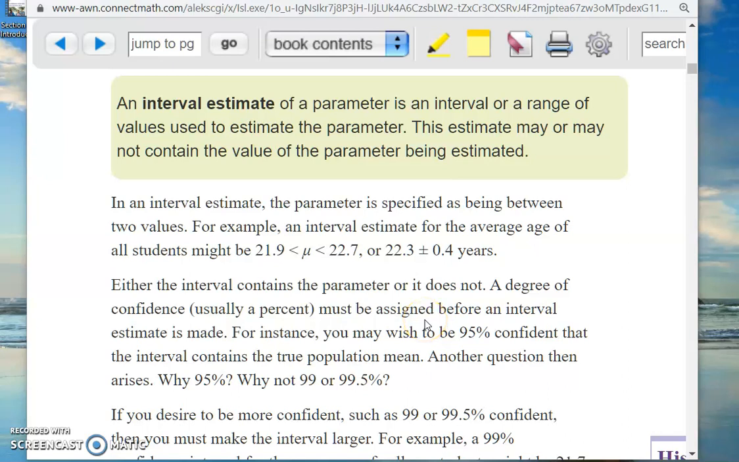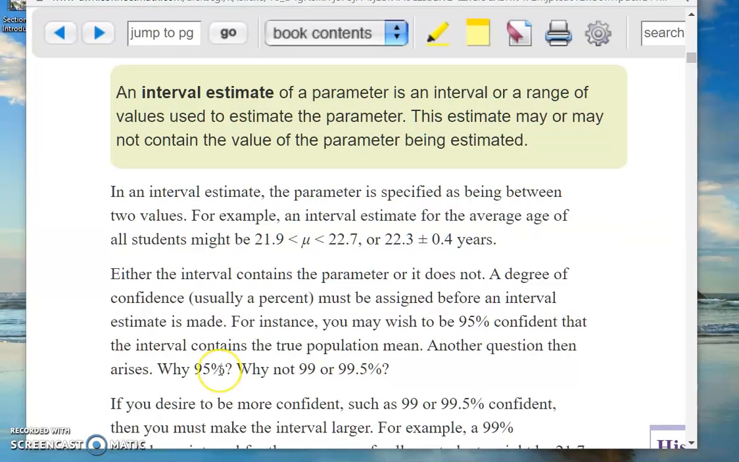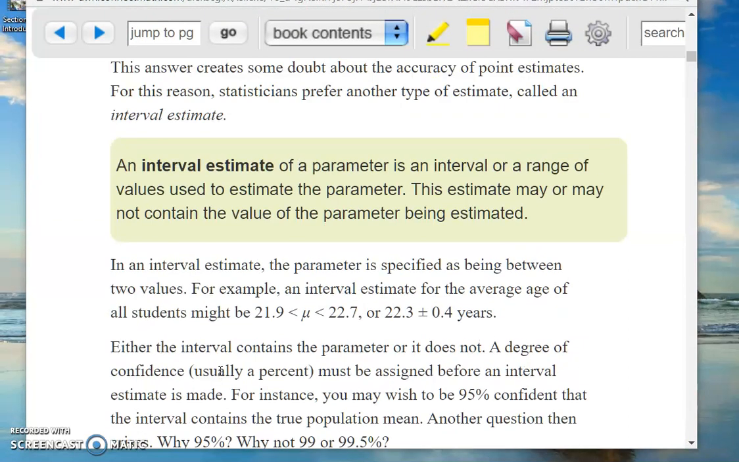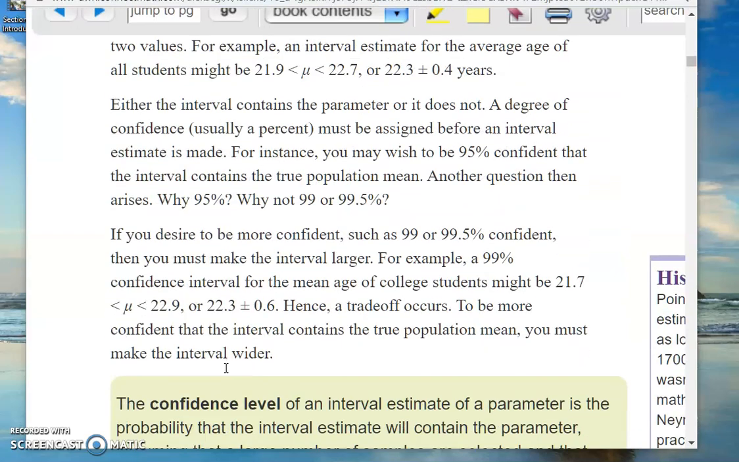Okay, folks, this is chapter 7. We're still in section 7-1. This is recording number 2. All right, where we left off was talking about the interval estimate, okay?